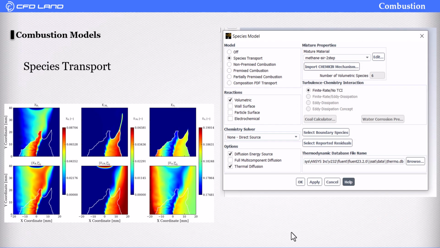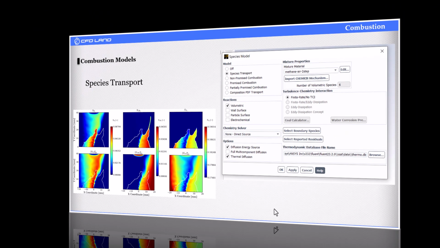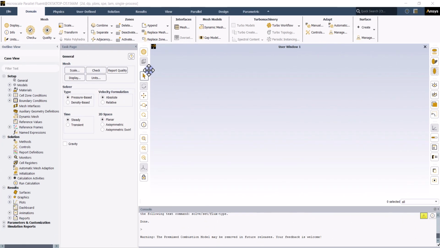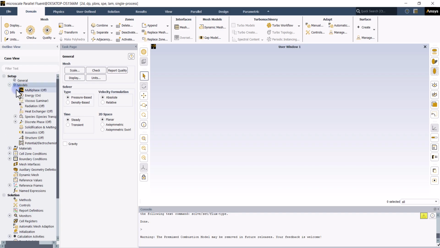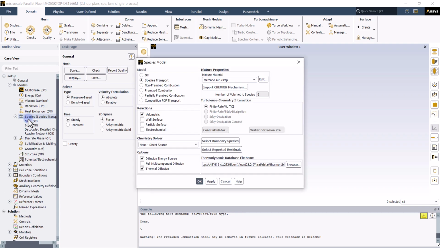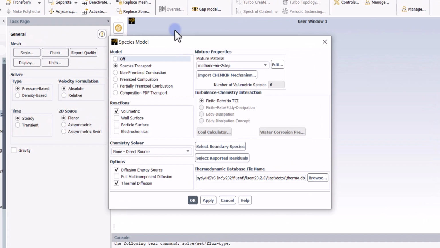Now we are going to discuss the combustion models used in ANSYS Fluent to simulate combustion problems. To simulate combustion in ANSYS Fluent, all you need to do is to go to Setup section, click on Models, and then go to Species. When you click on a species, a box opens for you.